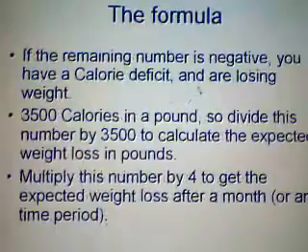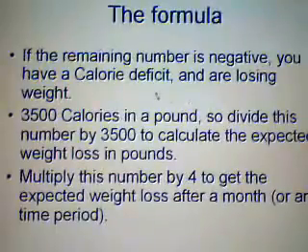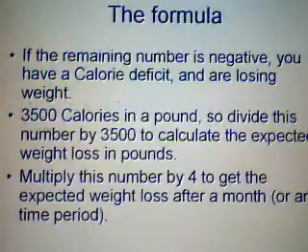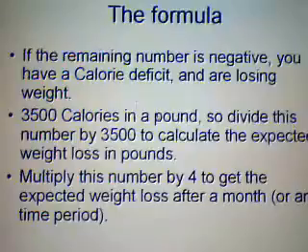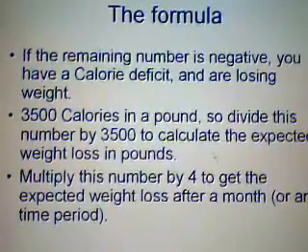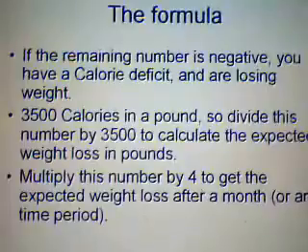So if the remaining number is negative, you have a calorie deficit, so that means you're losing weight. There's 3,500 calories in a pound, so you divide this number by 3,500 to calculate the expected weight loss in pounds. And you can multiply this number by 4 to get the expected weight loss after a month, or 8 after 2 months, or so on.